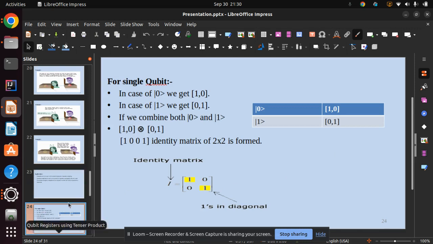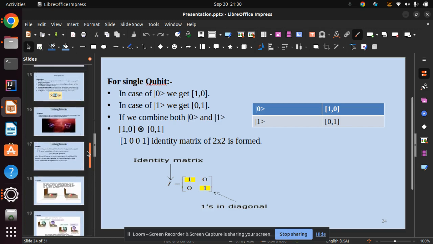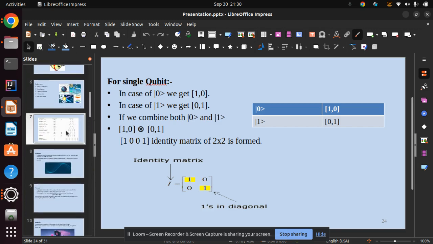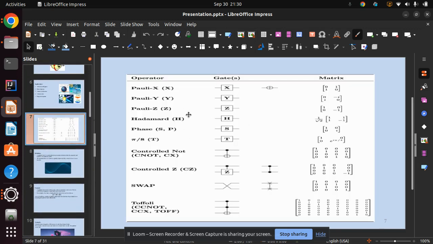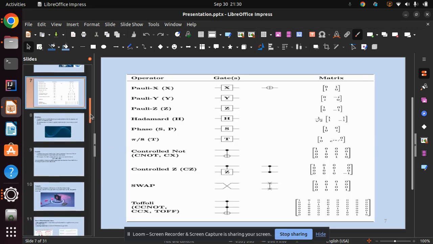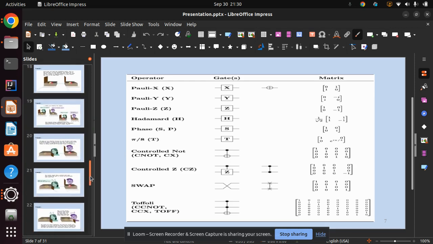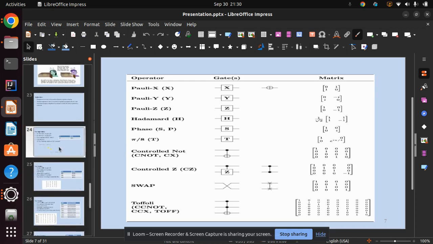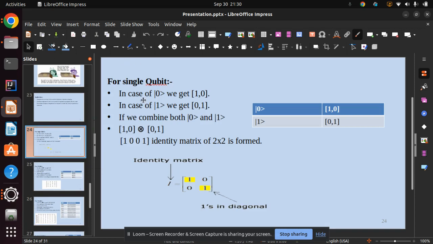Okay, so now we'll be moving towards the qubit, right? Like I showed you, a graph, quantum gates, matrices, and these things. I personally made one, right? This one. We knew the concept that in case of zero, we get one and zero in the matrix form. And in case of one, we get zero and one. Basically, this is the standard for the qubit, right?